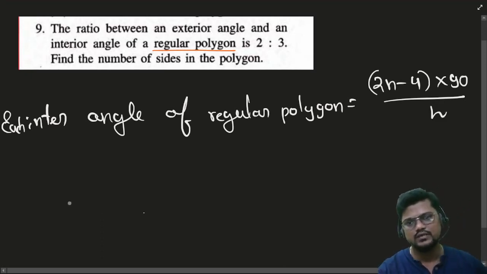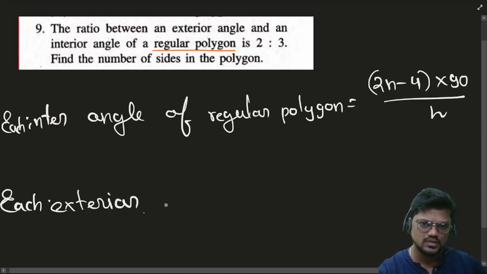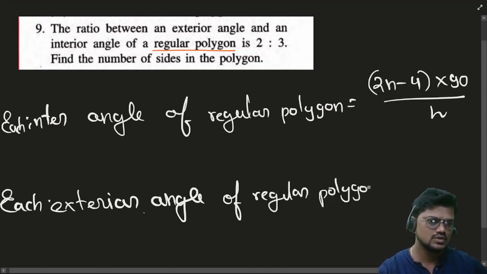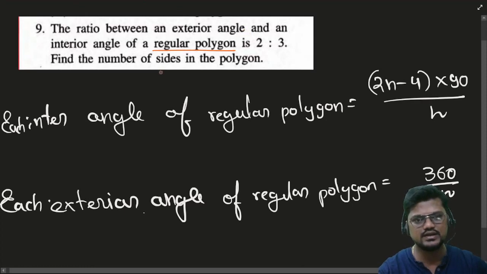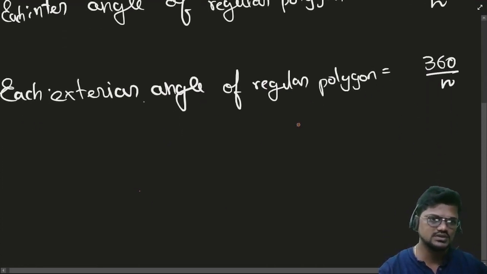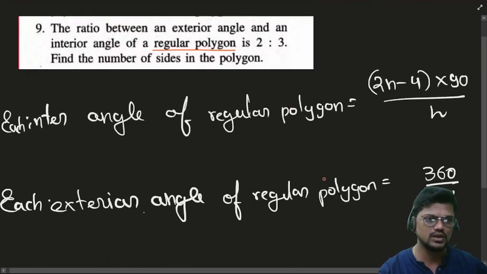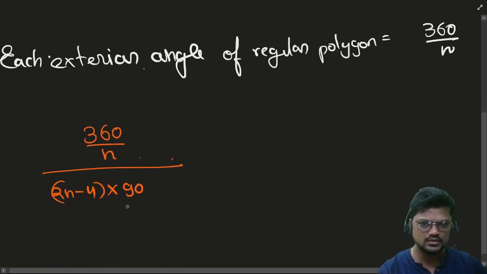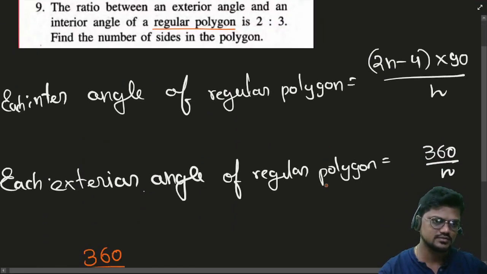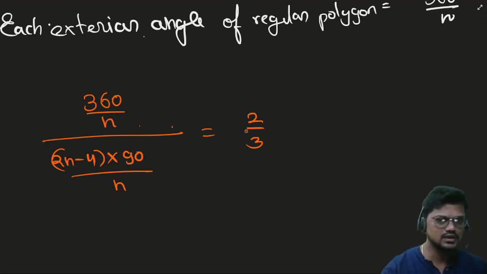And what is each exterior angle of a regular polygon? What is the formula for that? That is 360 by n. What they said is the ratio of the exterior angle and an interior angle, the ratio of exterior to interior. What is the exterior? 360 by n divided by the interior, that is this one, 2n minus 4 into 90 divided by n, equals what? The ratio of both of them is how much? 2:3. Can you solve it?